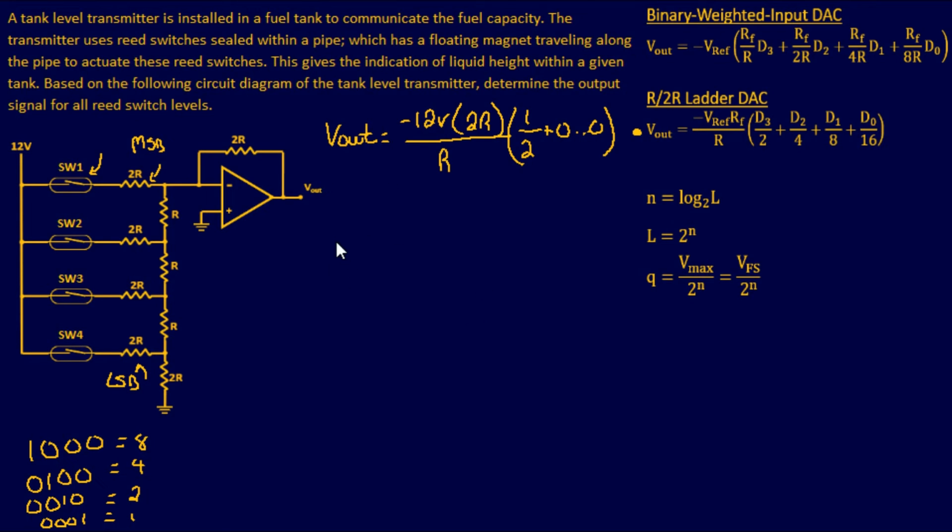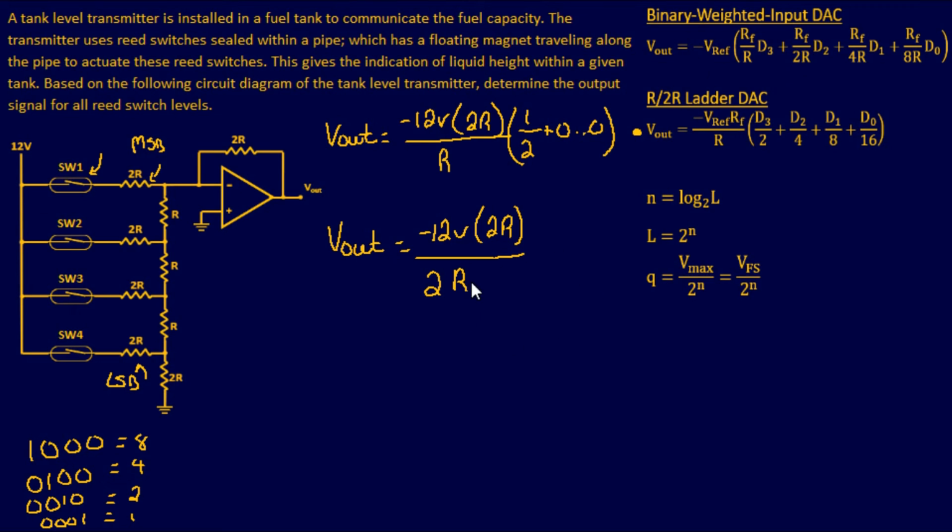So let's go ahead and simplify this down a little bit more. So V out equals negative 12 volts times 2 times R over R, and that's going to be multiplied times 1 over 2. Well, multiplying that in there, it's going to basically turn that into 2 times R, and this goes away.